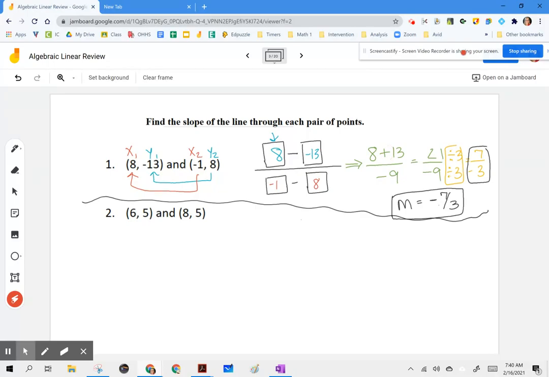And then I'm adding 8 and 13, I get 21 over -9. And then I'm just simply reducing that right there. And I end up getting the slope is -7/3. So I would like you to pause and then try number 2.